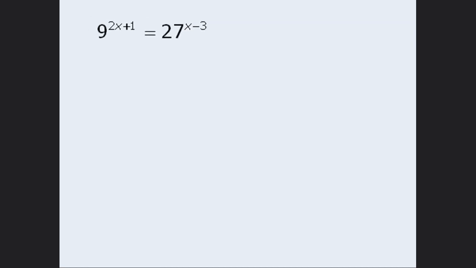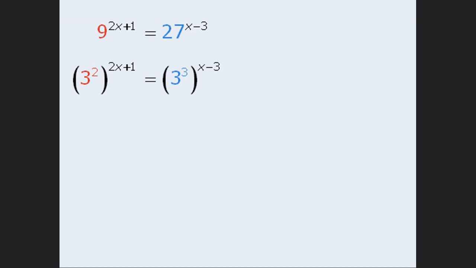Here the two bases in the equation are not equal. Now since we cannot write 9 as a power of 27, and we cannot write 27 as a power of 9, we need to write both bases so that they have the same base. To do this, we can express both bases as powers of 3. First, we'll take the 9 here and rewrite it as 3 squared. And next, we'll take the 27 and rewrite it as 3 cubed.